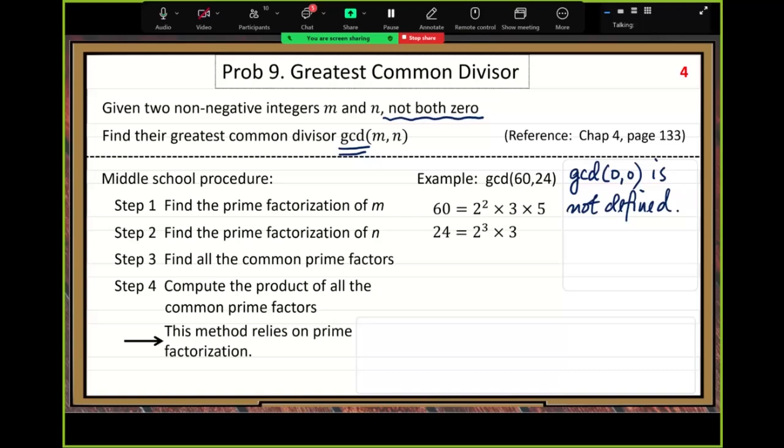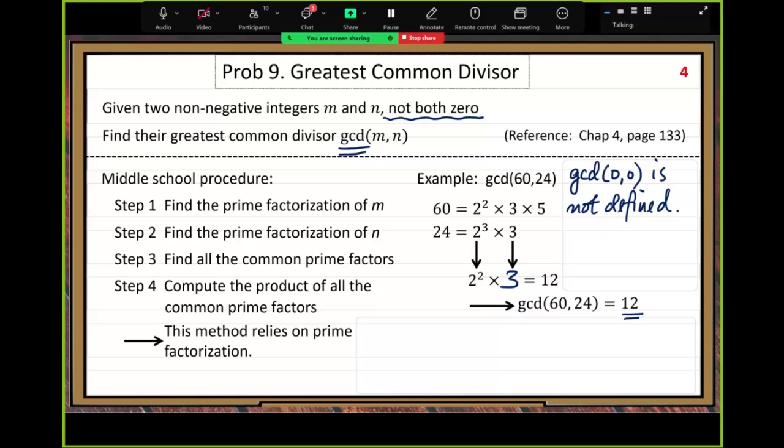Now, let's calculate the common prime factors. For 2, the largest power of 2 as a common factor of these two numbers is 2 squared. For 3, just 3. And for 5, it is not common. And the product, 2 squared times 3, is 12. So the answer is 12. So this is the middle school method.